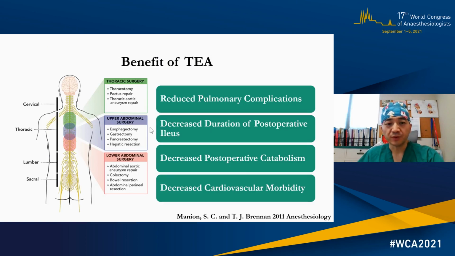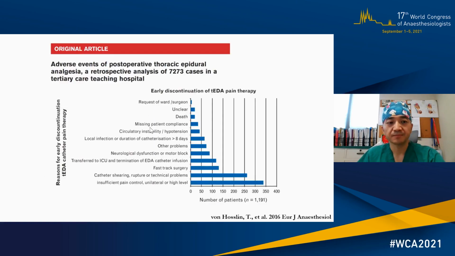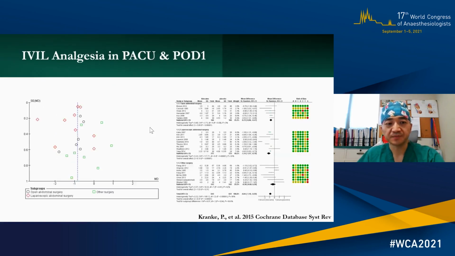The thoracic epidural can cover many types of surgeries, and the thoracic epidural is also beneficial for reducing pulmonary complications, improving bowel function, and reducing cardiovascular morbidities. However, for ambulatory patients, a thoracic epidural may not be the first choice, because we should not discharge the patients without removal of the epidural catheter.